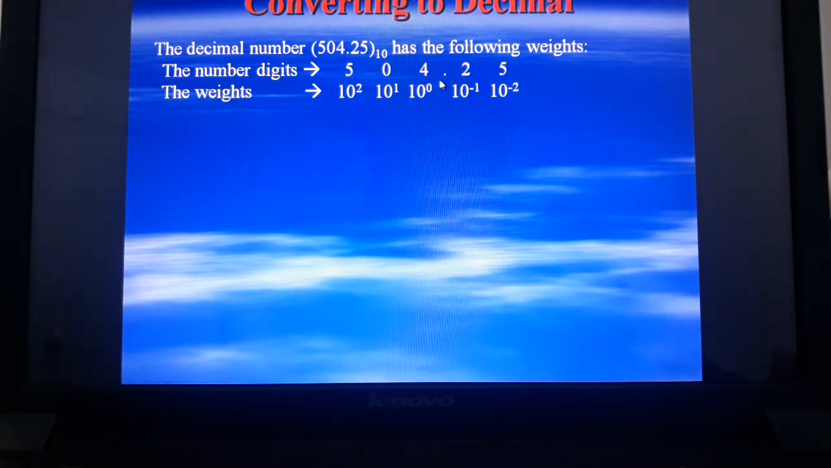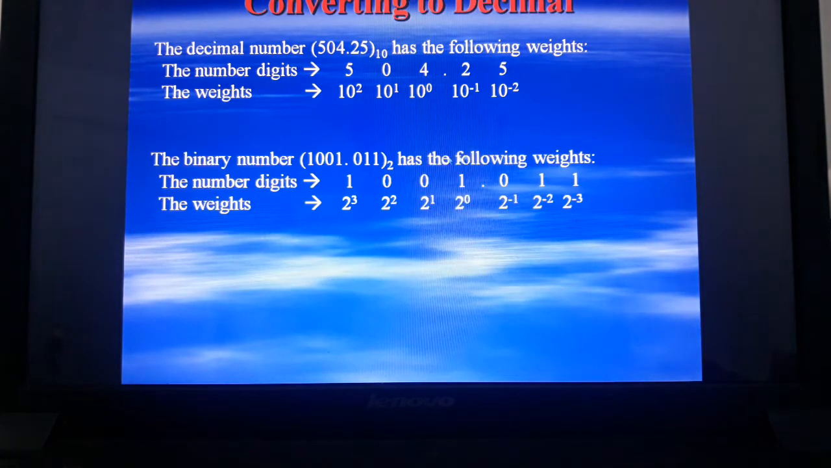To the right of the decimal point, we find the number 2, which has a weight of 10 to minus 1, i.e. 1/10. And the 5, the next one is 5, has a weight of 10 to minus 2. If there are other numbers to the right of 5, the weight will be 10 to minus 3, and so on.